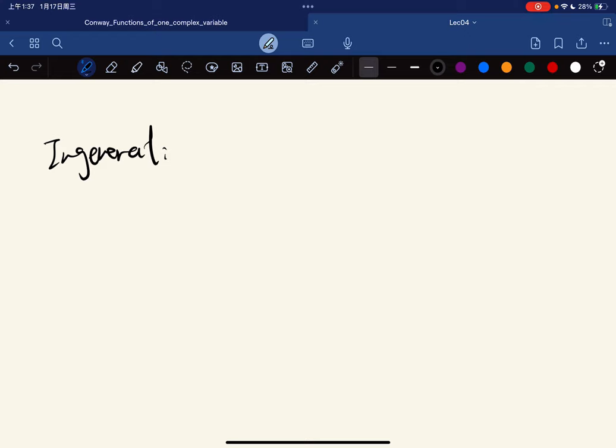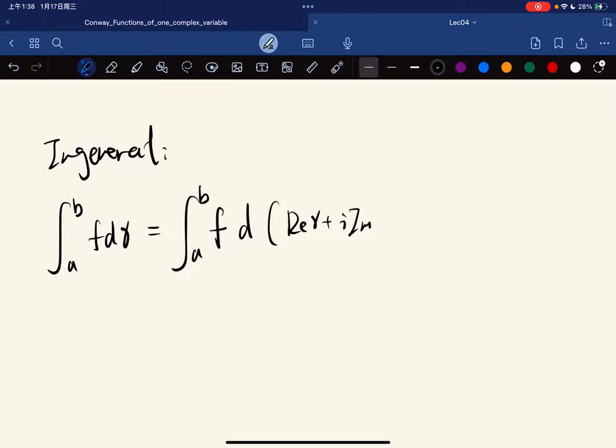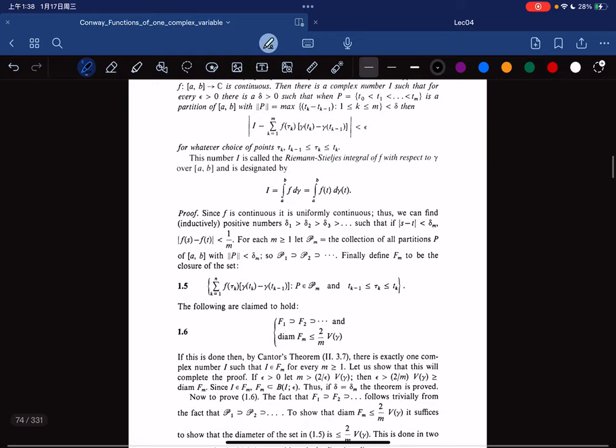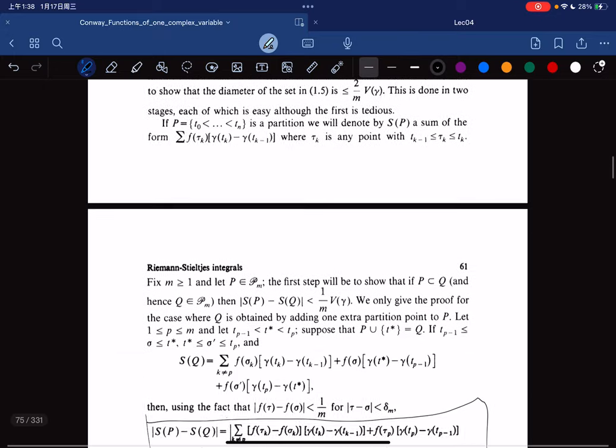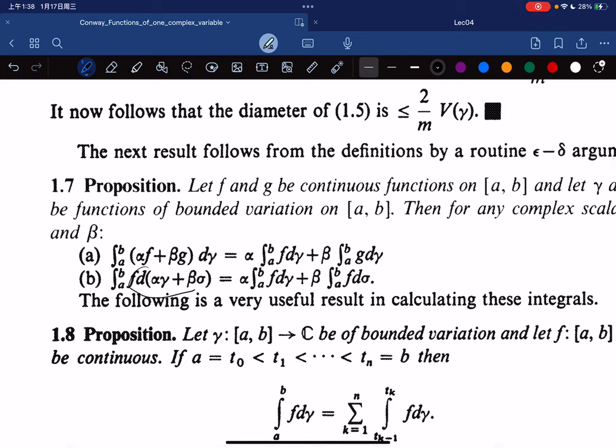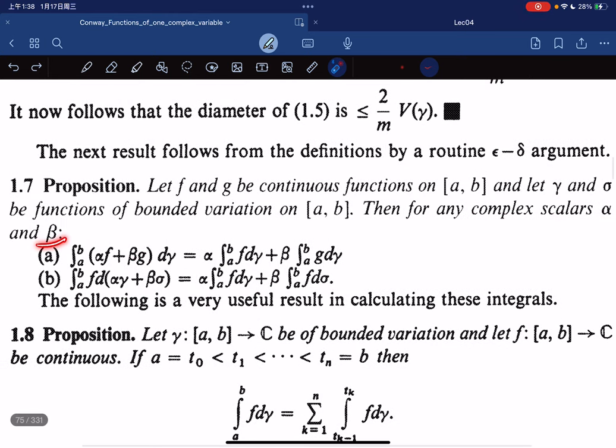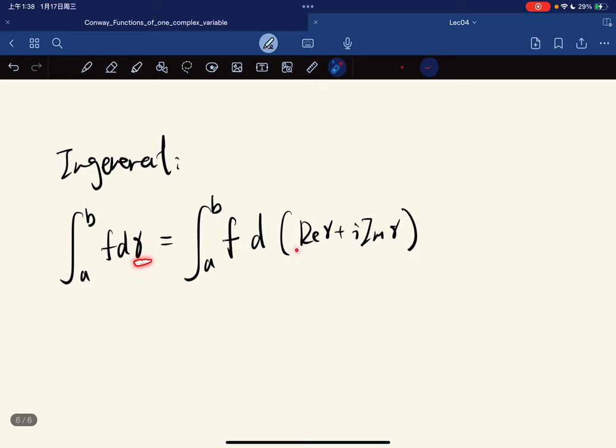So now in general, if gamma is complex valued, then we know that the integral of f d gamma is the integral of f d of real gamma plus i imaginary gamma. Okay, so above there's a trivial exercise. Not quite trivial, but not hard. Where is it? Here. We can split them for any complex scalars alpha and beta, right? We can split them. Now, first, gamma is of bounded variation if and only if each of its parts is of bounded variation. So these two are also of bounded variation, okay?